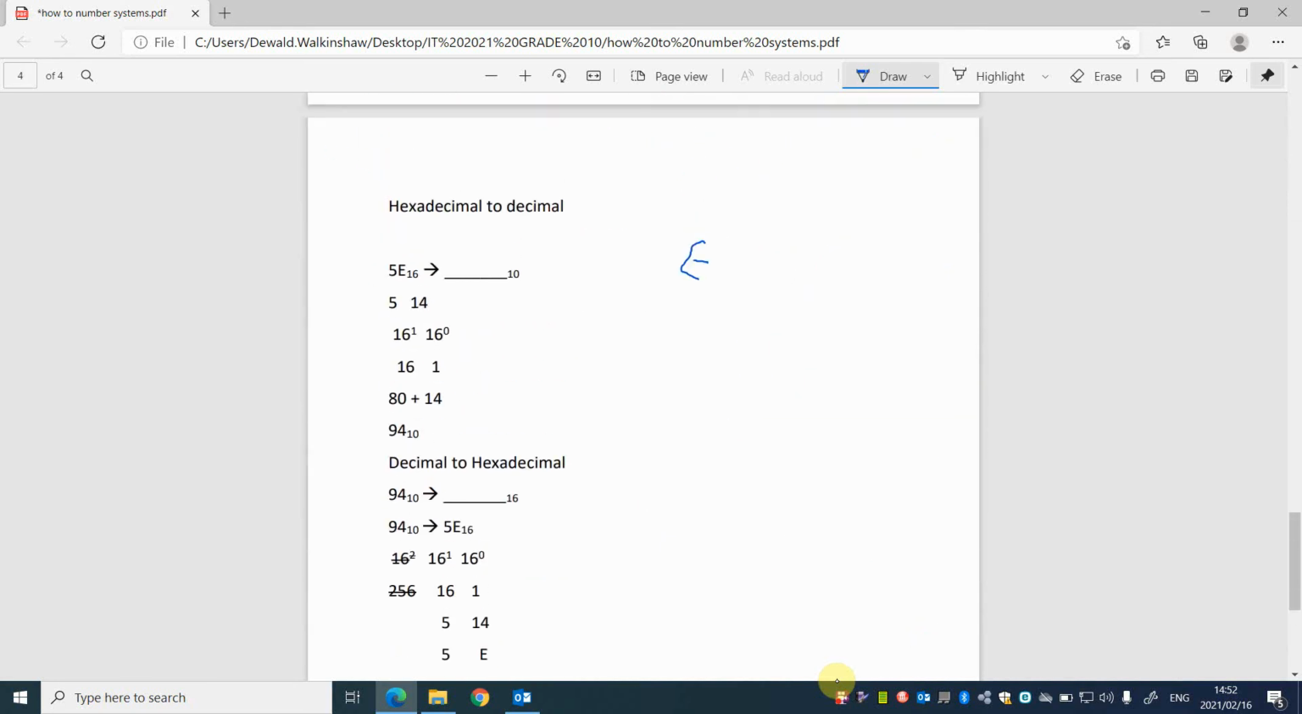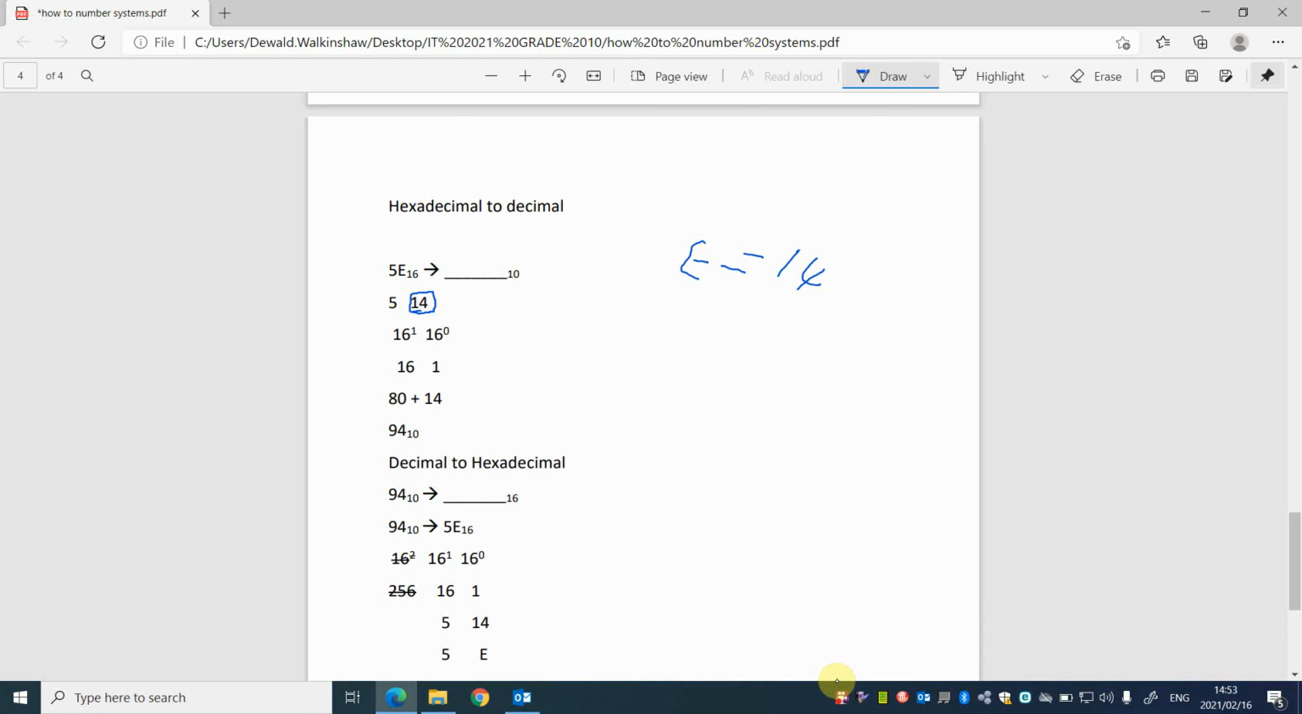I can't leave e because you can't multiply e with whatever it needs to be multiplied. So you need to replace e with 14. So I'm going to rewrite my number. I'm going to write down 5, and then e's actual value, which is 14, just like so.